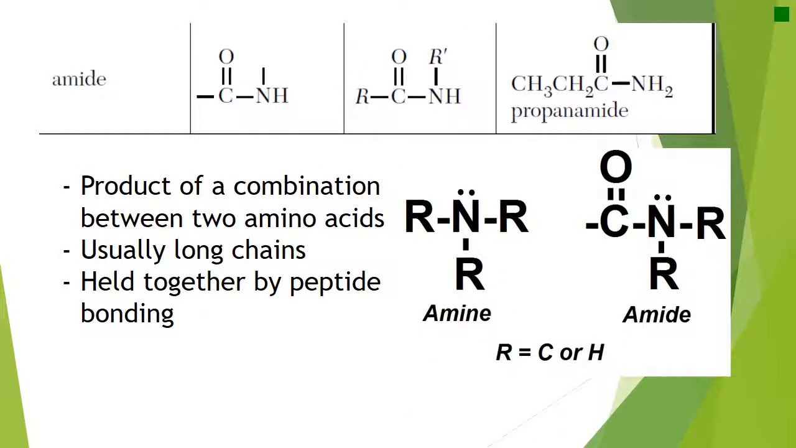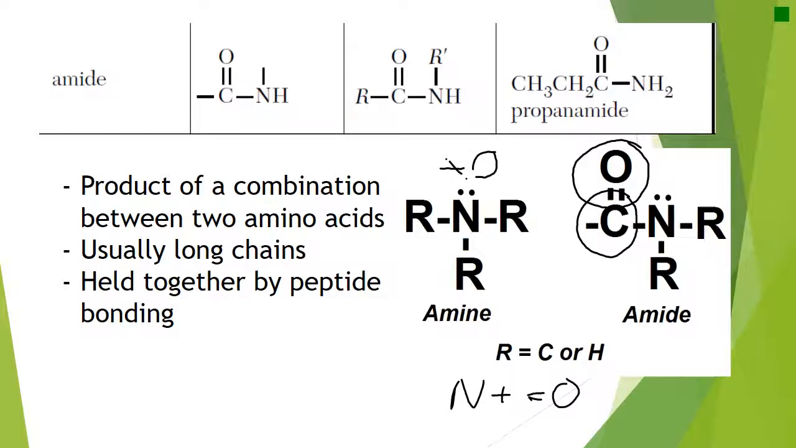There we go. An amide is an organic compound that is the product of a combination of 2 amino acids, and these are usually very long chains, and they're held together by what is called peptide bonding. Now, these can look very similar to amines because the functional group is quite similar, but what you notice here is, one, you have a carbon already in the functional group, and you have a double bonded oxygen. Amine has no double bonded oxygen. So if you see nitrogen and a double bonded oxygen, that's how you can tell that it's an amide instead of an amine.